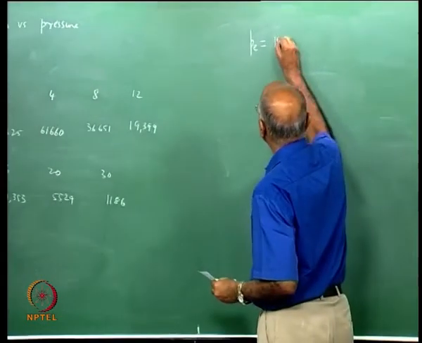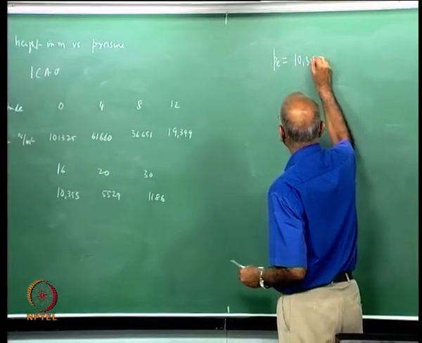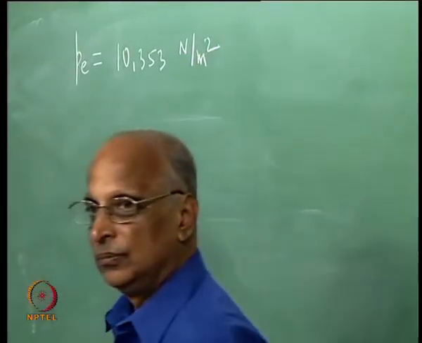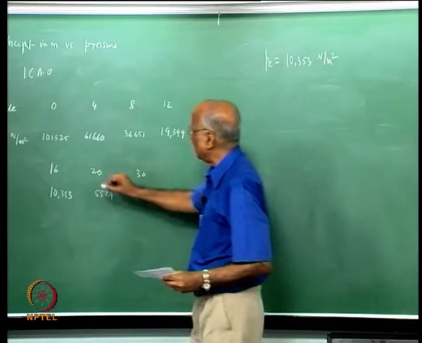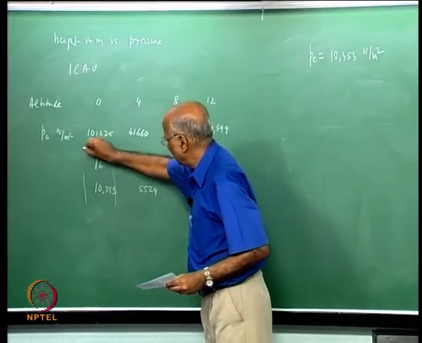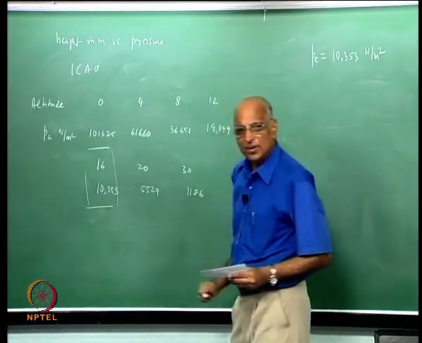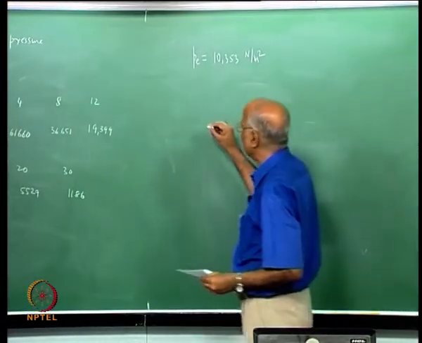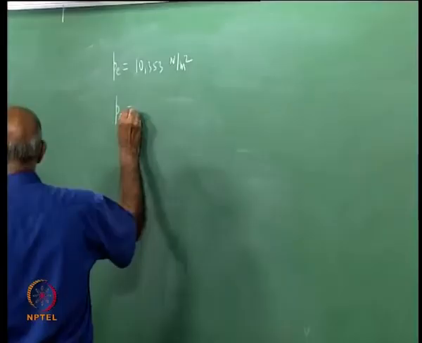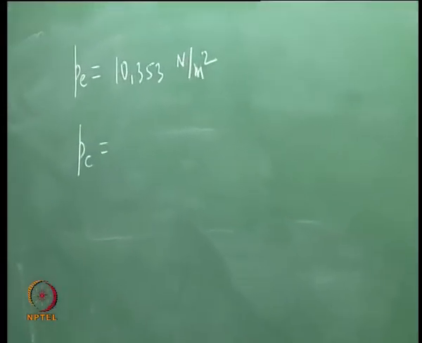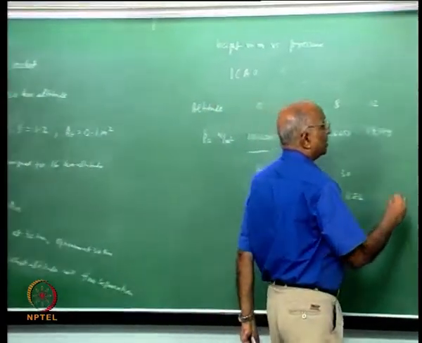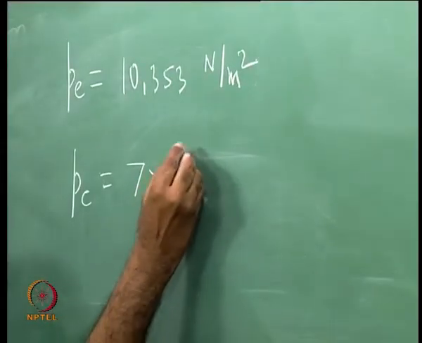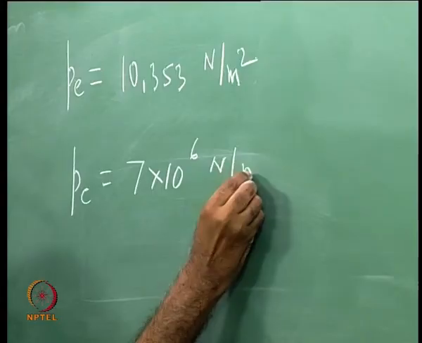$10,353. Because the nozzle is designed for this particular altitude. That means here Pe is 10,353. Other data is given. What is the value of Pc? Going back, it is 7 MPa, which is 7 into 10 to the power 6 Newton per meter square.